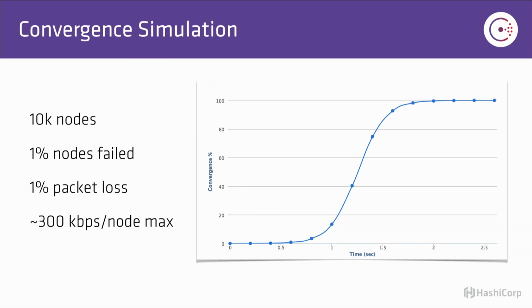So we have a simulator that's part of the Serf website. I ran it for 10,000 nodes, assuming 1% of them were failed and you lose 1% of your packets. It would take about 2.5 seconds for that word to get out to all 10,000 nodes. And your fixed bandwidth cost per node would be about 300 kilobits. So that's what this process would cost you as a fixed amount of low background traffic for a 10,000 node cluster. It's pretty miraculous actually when you see it converge in 2.5 seconds. That's pretty cool.